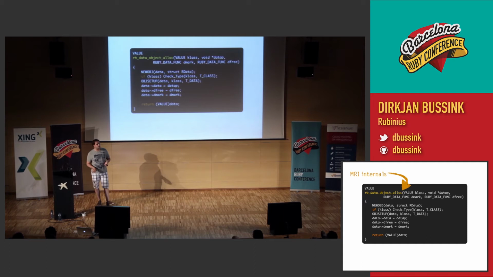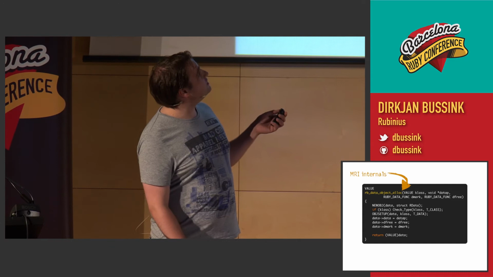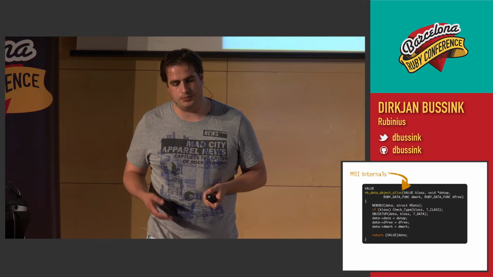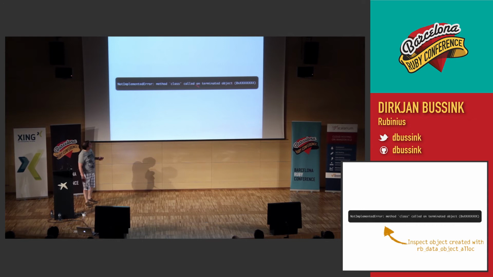We actually got a bug report from somebody who had an extension that was doing that. This is very internal stuff, and even in MRI, it would break people's code because it would segfault later at some point, because there was an object with no class. If you, for example, inspect it, you get an error like "terminated object", because MRI thinks, this doesn't look right, it's probably garbage collected and I have some reference to it somewhere.